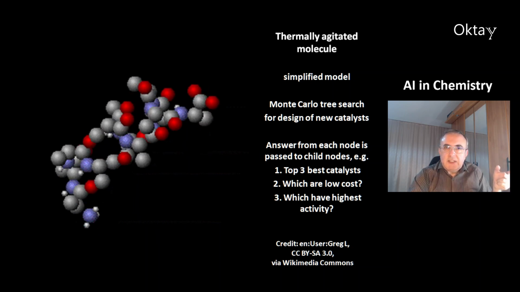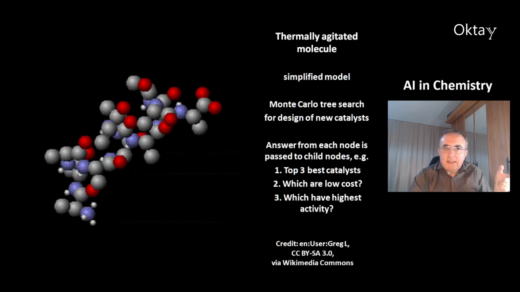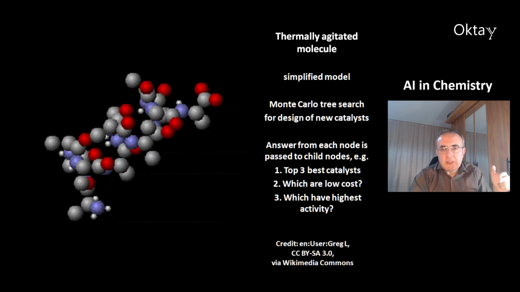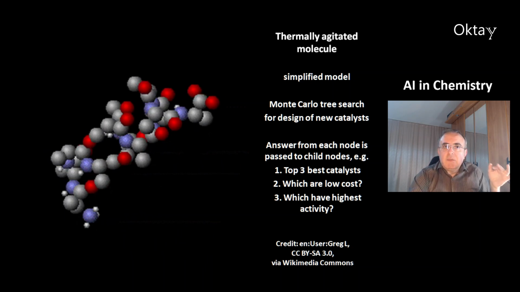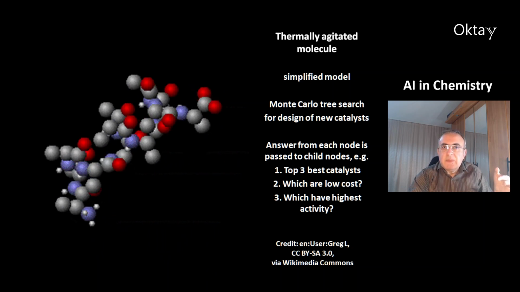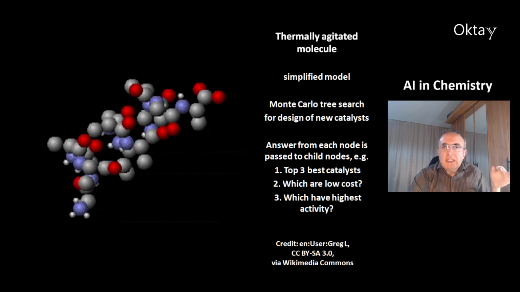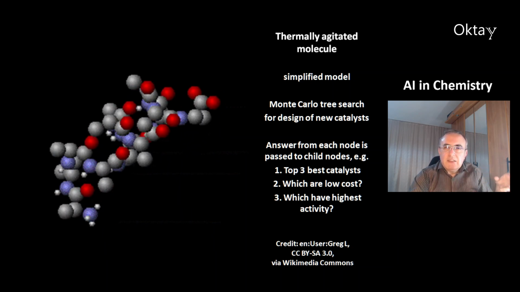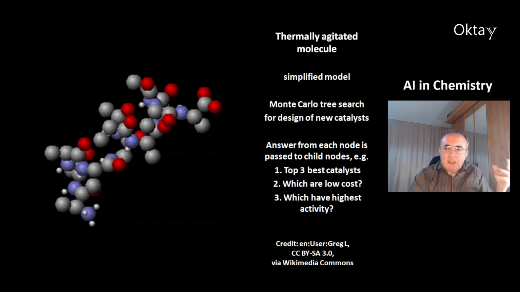The Monte Carlo tree search can also be used for the design of new catalysts. The answer from each node is passed to the child nodes. For example, what are the top 3 best catalysts, which are low cost, which have the highest activity. So you can optimize your model step by step.